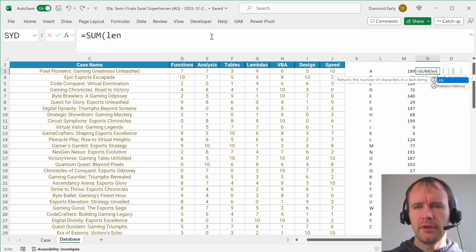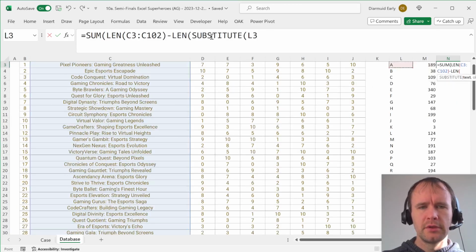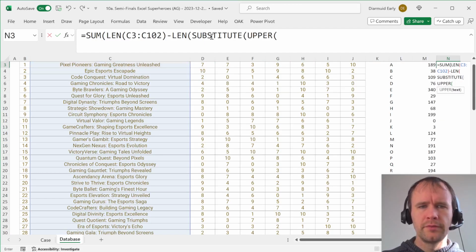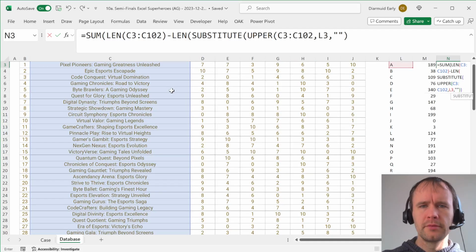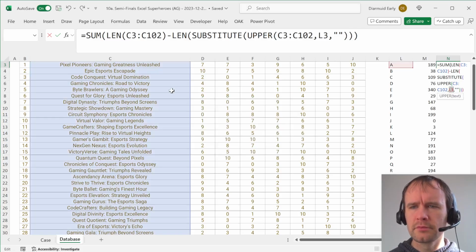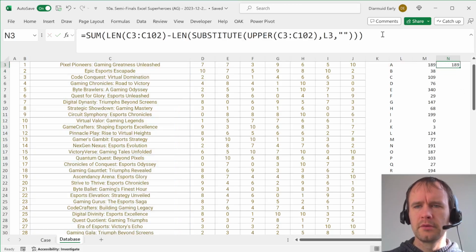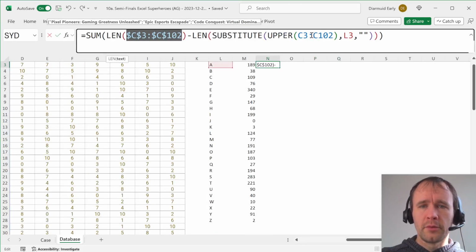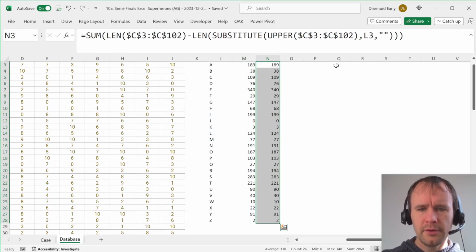Let's try sum of len of this minus len of substitute this. Sorry, upper of this for a to blank. Upper of that, close. That matches. Okay. Something weird is going on here. So let's copy this down and see if it always agrees. Does always agree. Okay.